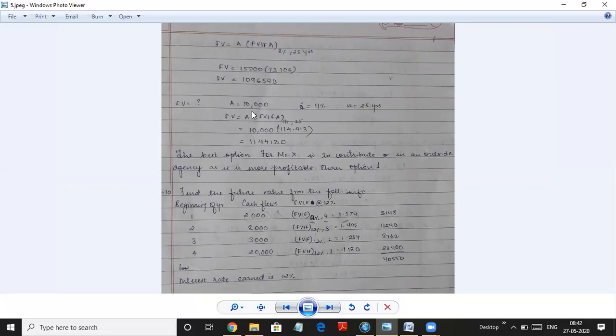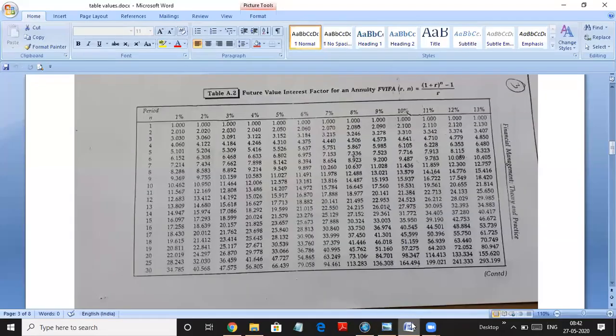So future value is equal to annuity 10,000 into future value interest factor annuity at 11% for 25 years. So we go to the table value. 11%, we have to check for 25 years. You get 114.413. So 114.413, if you multiply, you get 11,44,130. Now if he invests with the firm he'll get 10,96,590.